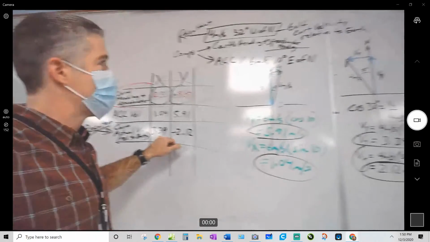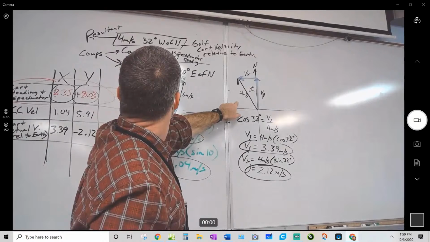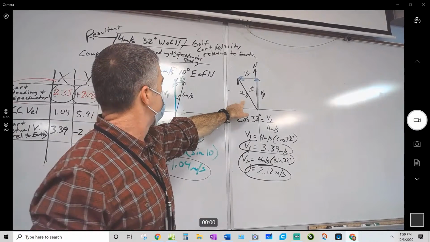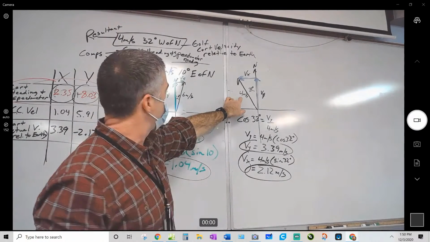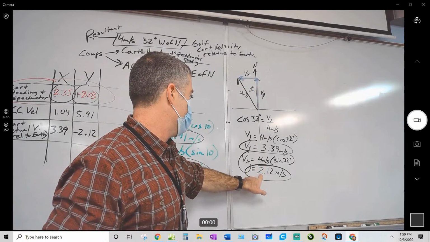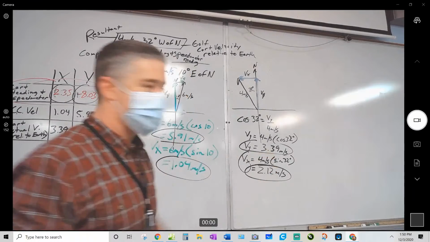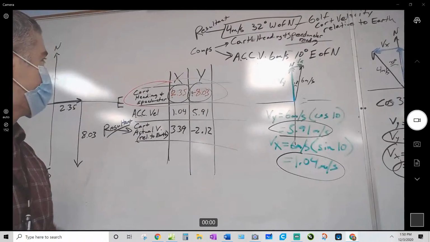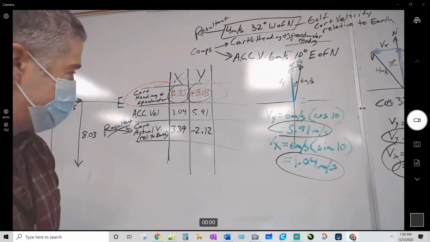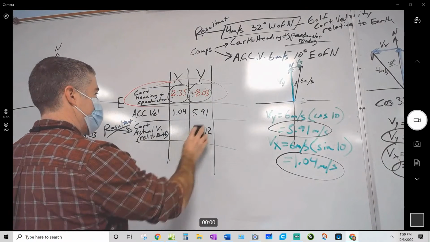If you look back over here, this is the resultant vector, the velocity of the golf cart relative to the Earth. The x component of that was negative 2.12, and the y component was 3.39. And yeah, I switched those. So we've got to redo the math.